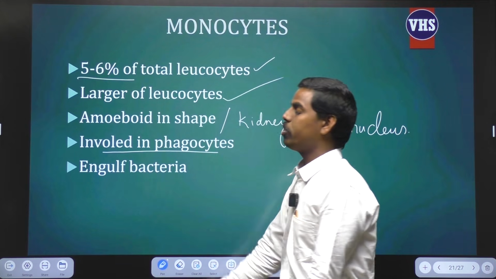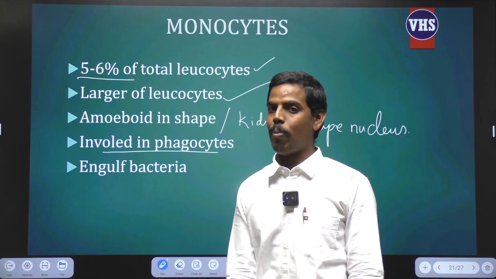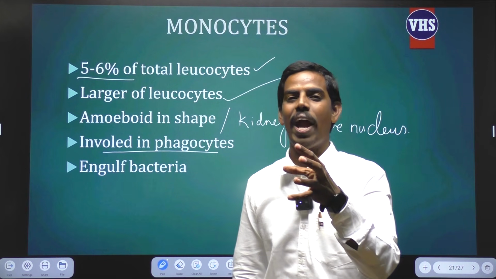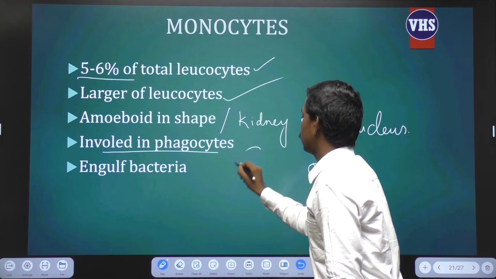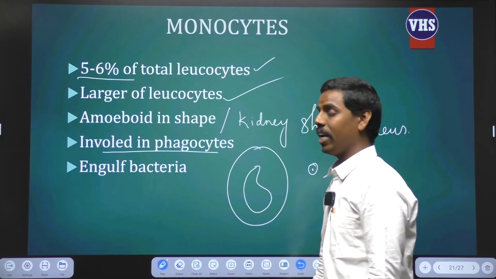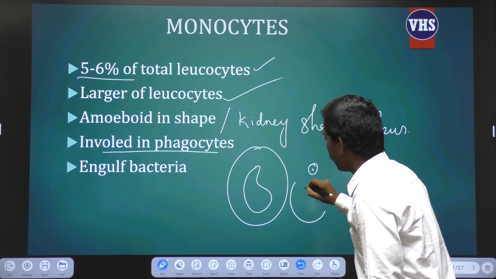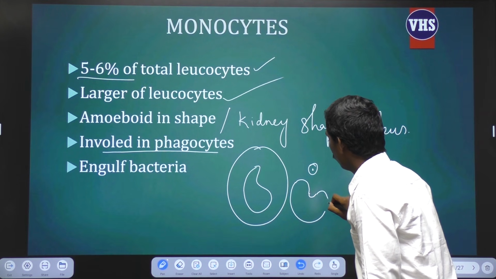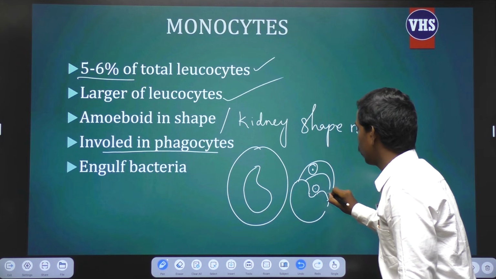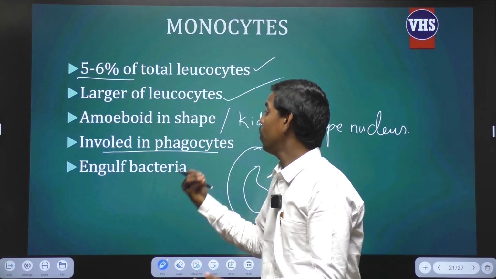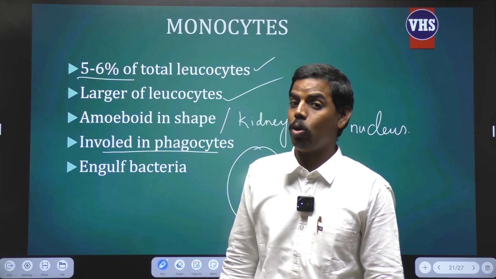And it is involved in phagocytic and the engulfing of bacteria. What does phagocytic and engulfing of bacteria mean? If there are foreign bodies, for example virus, bacteria. This is a virus. Next one, it is a monocyte cell. Monocytes have a kidney shaped nucleus. So if the virus or bacteria enters, it makes an inward curve. So the virus comes here, after that they can close it. After that they can digest the bacteria. It is also called cell eating.